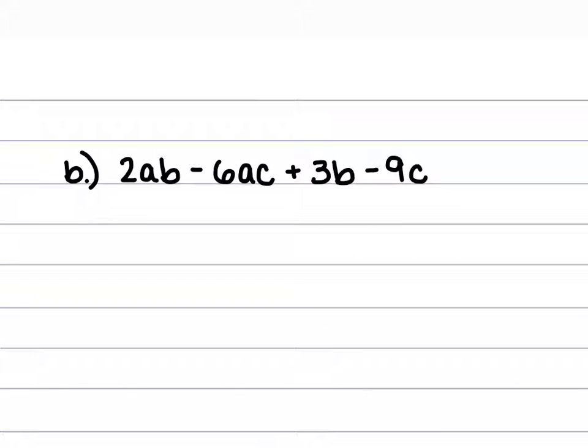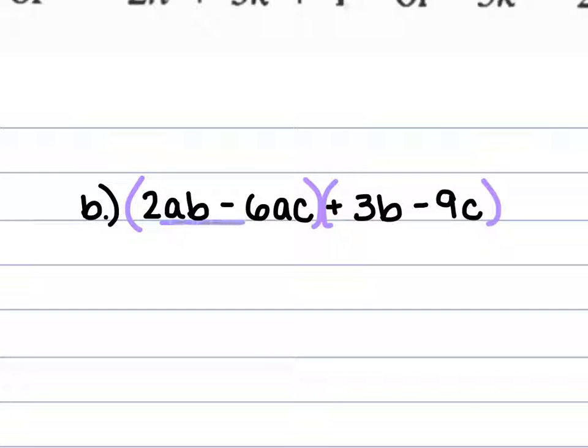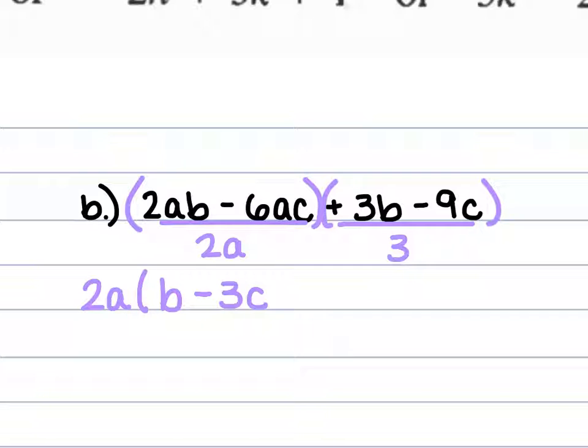For B, we have 2ab minus 6ac plus 3b minus 9c. So we're going to group the first 2 terms, and then we're going to group the last 2 terms. So we're going to put parentheses around the first 2, then parentheses around the last 2. With the first 2, the 2ab minus 6ac, our greatest common factor is 2a, so we're going to factor out a 2a. For the second set of parentheses, the 3b minus 9c, our greatest common factor there is just a 3. So we're going to factor out a 2a from the first set of parentheses. We're going to have b minus 3c left.